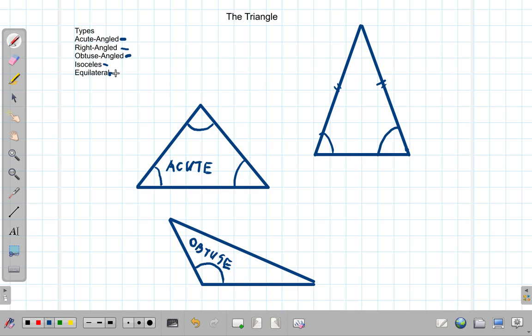You have your equilateral triangle. Now, equilateral, it kind of sounds like equal, right? What you find in the equilateral triangle is that all the sides are equal in length. Of course, all the angles will also be equal. Can you tell what each angle would be in the equilateral triangle?